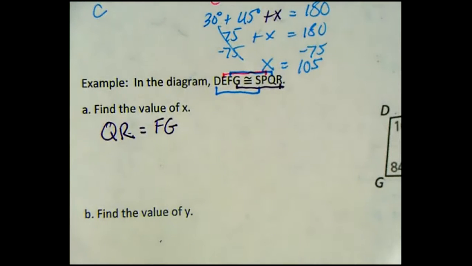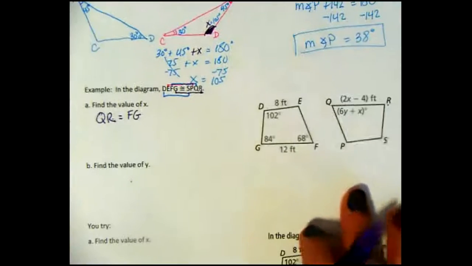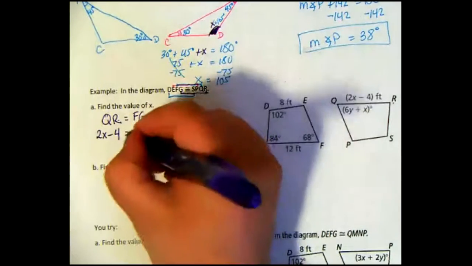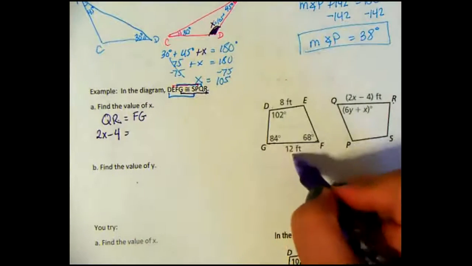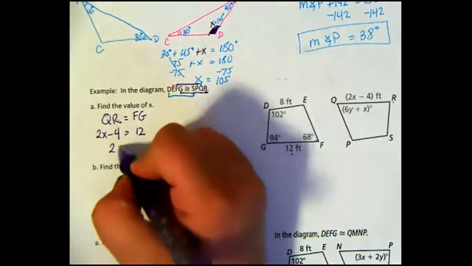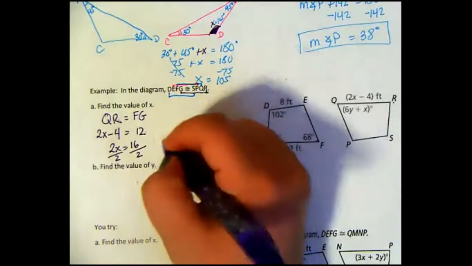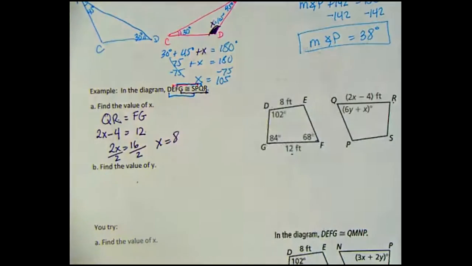Okay. So what does that mean? That means I can set up that equation. QR is 2x minus 4. And then FG right here is 12 feet. So I'm going to say 12 here. And then I can solve. Add 4 to both sides. I get 2x is equal to 16. Divide by 2 on both sides. That's going to be x is equal to 8.